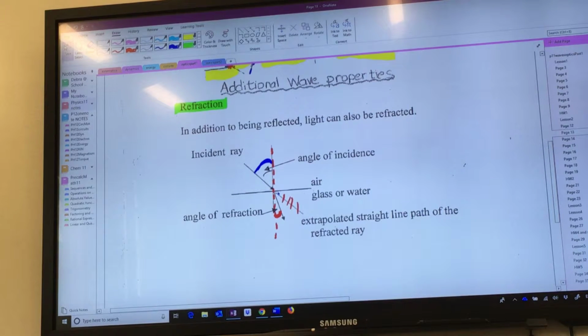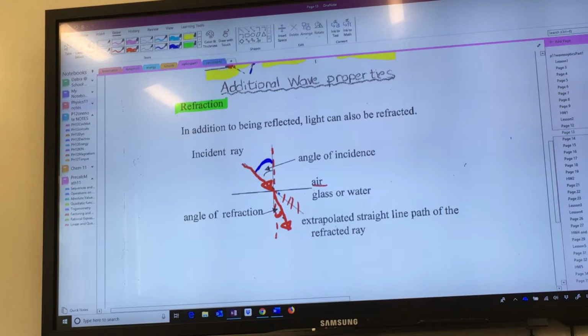Okay, so again, refraction is when the light passes into another substance. So here's my light ray. It hits, it's coming from air going into glass or water, and it bends. And there's an angle of incidence, an incoming angle, but instead of a reflected angle, it's called a refracted angle.